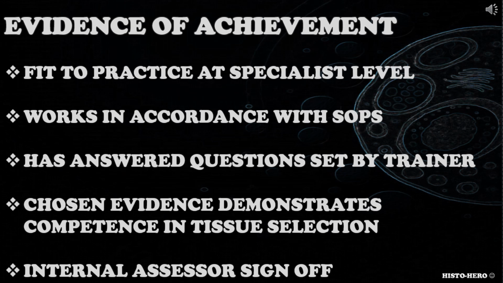Each subsection also has evidence of achievement. This is where your training officer signs you off as competent and fit to practice as a BMS at the specialist level. The training officer will confirm that you can work in accordance with local SOPs relevant to this section. They will also confirm that you have answered questions set by them to test knowledge and skills relevant to this section, and that your chosen evidence demonstrates your competence relevant to this section. You will need to be signed off as competent by an internal assessor for this section. This can be your training officer, the senior BMS overseeing this section, or a training lead.